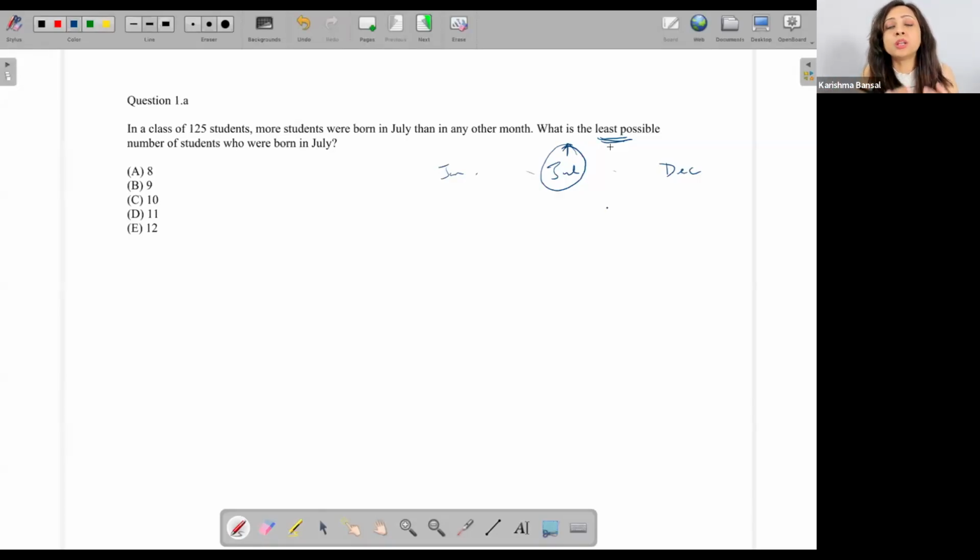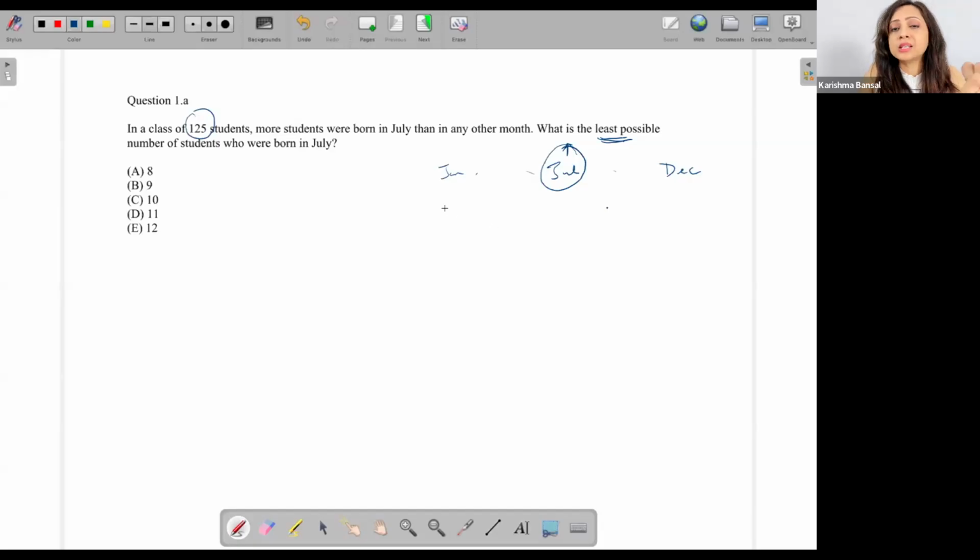But when I want to minimize, I'm saying that take away from July and give to other months. Take away from July, give to other months, right? And I can keep doing this till the time I have almost equal given to all the months, right? It can't be completely equal. Why? Because July has the maximum number of people, right? Okay, so now I have 125 students and I have 12 months.